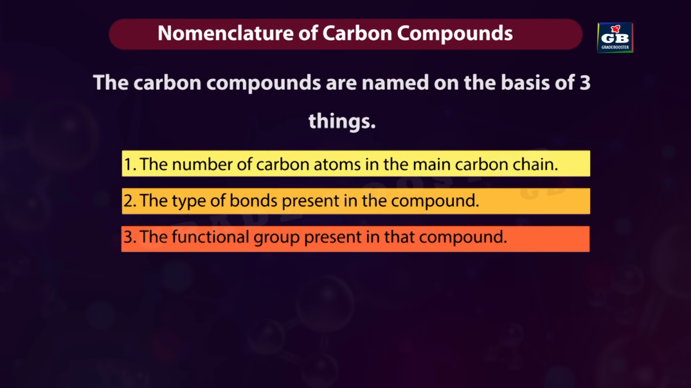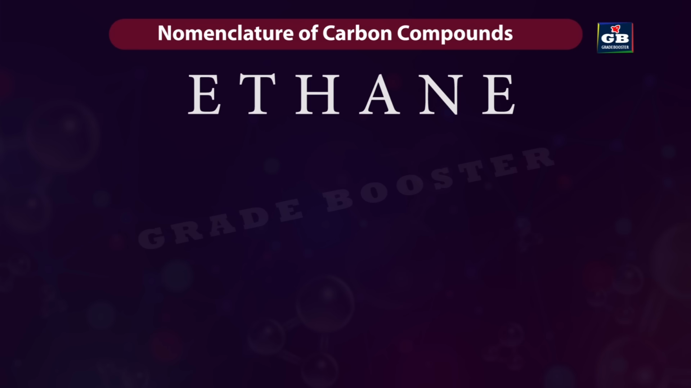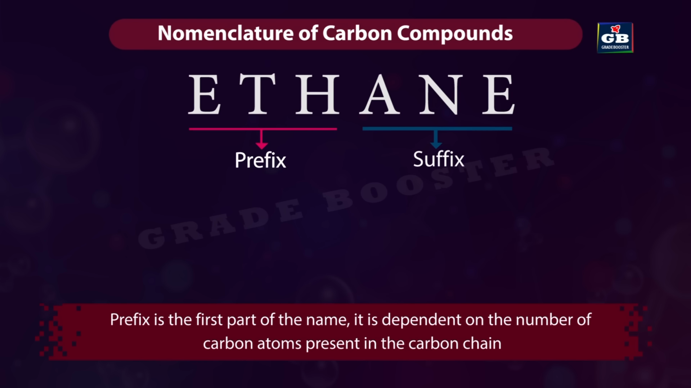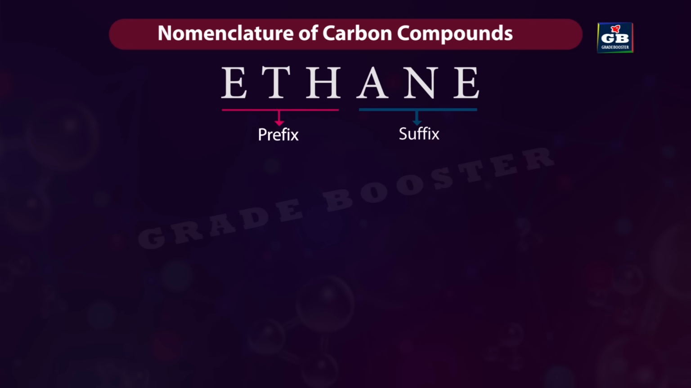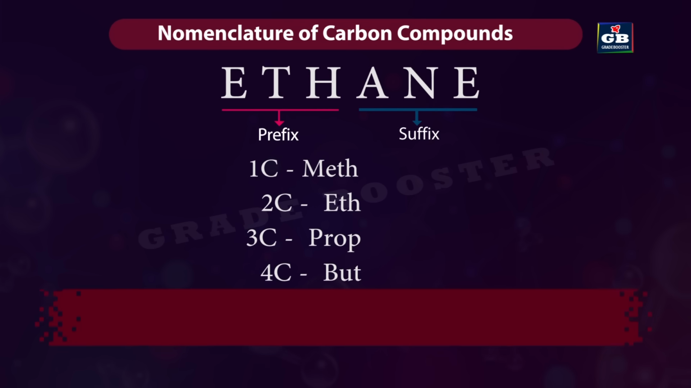The name of a carbon compound is made up of two parts, a prefix and a suffix. Prefix is the first part of the name. It is dependent on the number of carbon atoms present in the carbon chain. If the compound has one carbon, the name begins with meth. If two carbons, it begins with eth, 3 carbons prop, 4 carbons but.